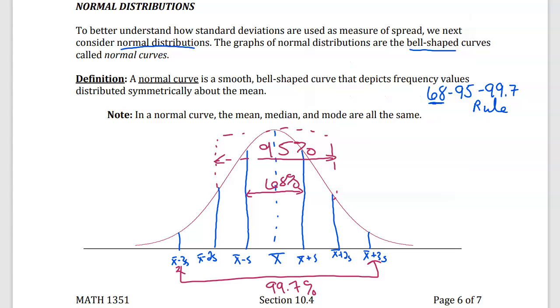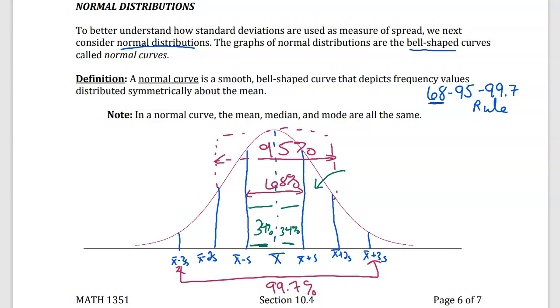Now, if I know that in between these two amounts is 68%, remember I said that this line right here, the mean, is half. Well, that means that half of that 68 is here and half of it's here. So that's going to give me 34% on each side of this line. So between here and here, each one of those is 34%, because I take 68% and divide by 2.